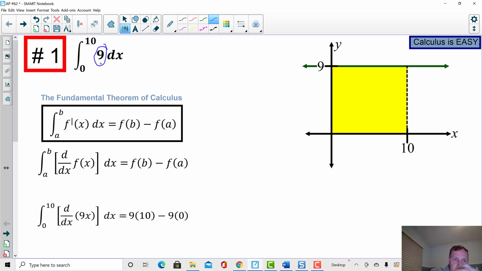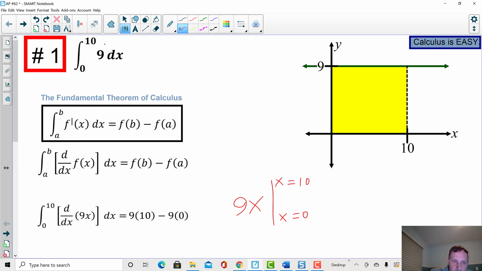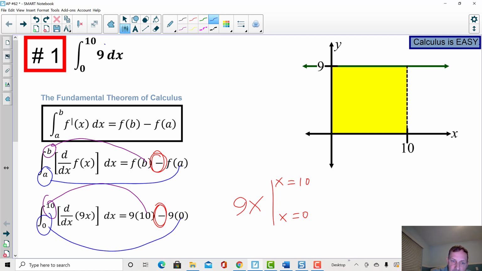The 9 is supposed to be f prime of x. It's supposed to be the derivative of some function. We know that the derivative of 9x would give us a 9, so that means our function is just going to be 9x. That's why a minute ago we said that our answer was 9x. We said we have to evaluate it from 0 to 10. And this rule is telling us that we have to plug in the 10 first, and then we put a minus, and then we plug in the beginning value last. So we plug in a 0 last.